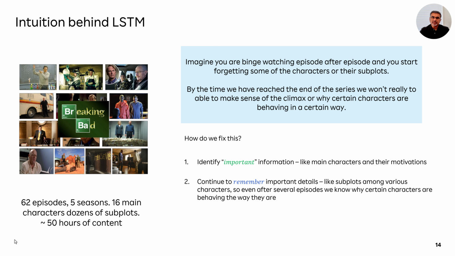The next thing we do is continue to remember the important details, like the subplots among various characters. Why is it that Jesse Pinkman and Walter White behave in a certain way? Why is it that Saul Goodman does certain things? As these main characters do this again and again, we start to remember those details.